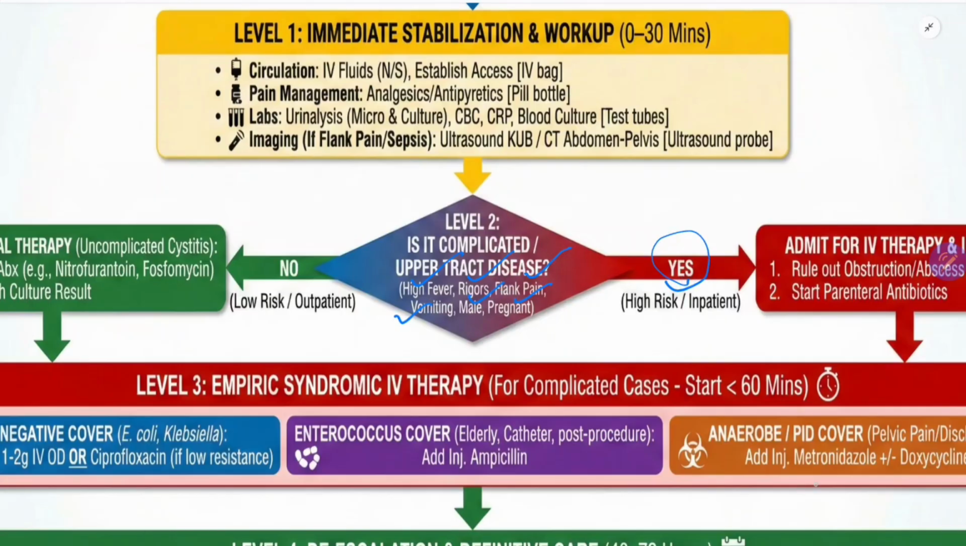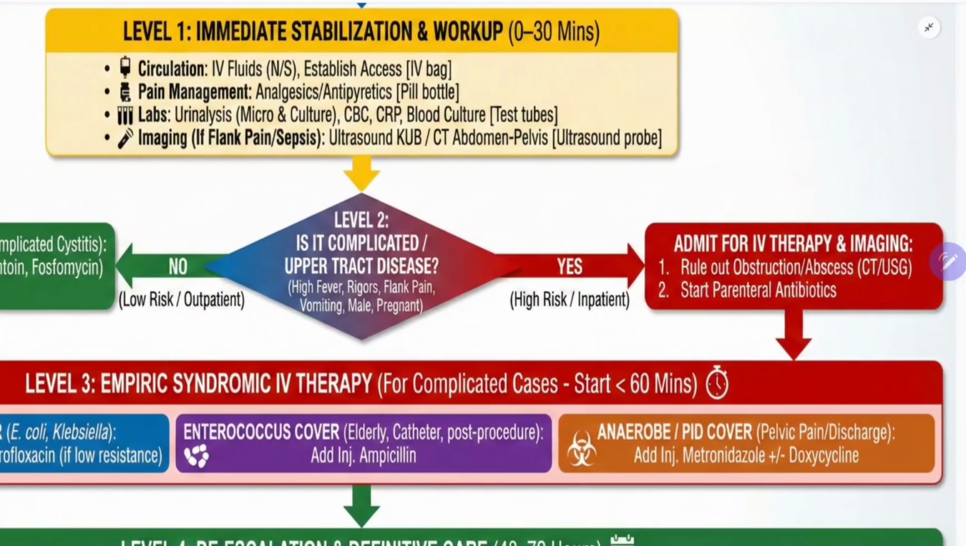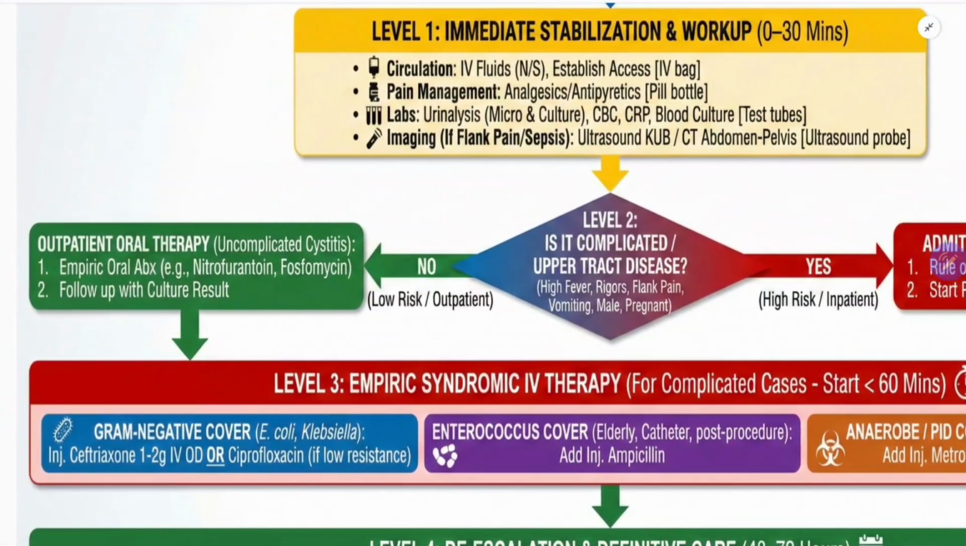These point toward high risk, and you should admit the patient and give IV therapy with imaging. Rule out obstruction and abscess. Start parenteral antibiotics. And if these things are not there, then it should be uncomplicated cystitis. Give oral antibiotic therapy like nitrofurantoin and fosfomycin. Follow up with the culture result.